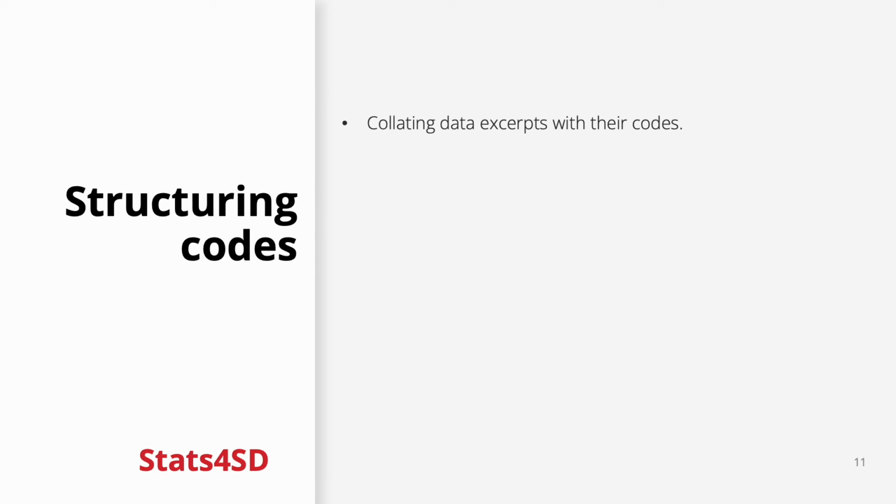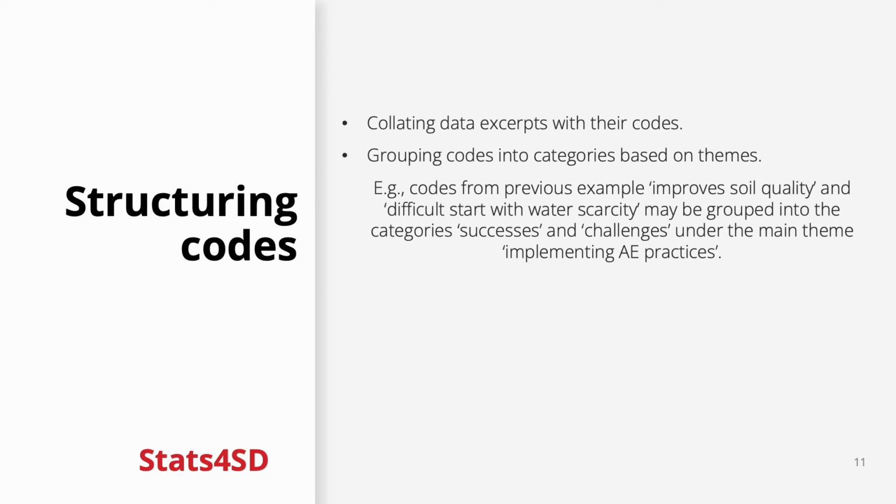Once we have developed a list of codes that are relevant to the data and the research interest, we will collate the excerpts of data from various datasets, for instance, interviews, field notes, and so on, with their codes. We can then look for themes in our codes and group them into categories. For instance, from the previous example, the codes improves soil quality and difficult start with water scarcity may respectively fall under the main categories such as successes and challenges of the main theme, implementing agroecological practices.